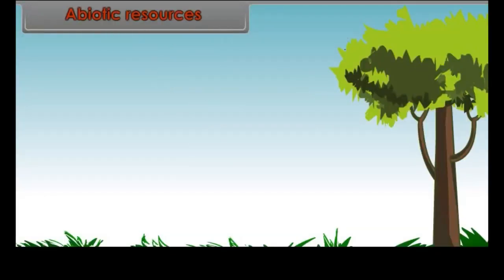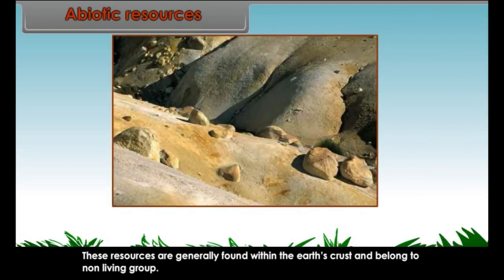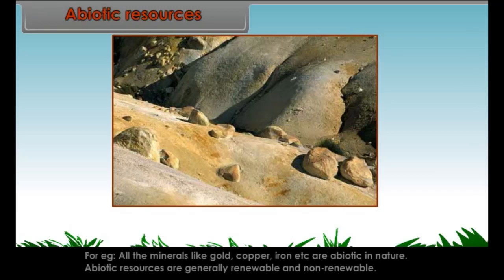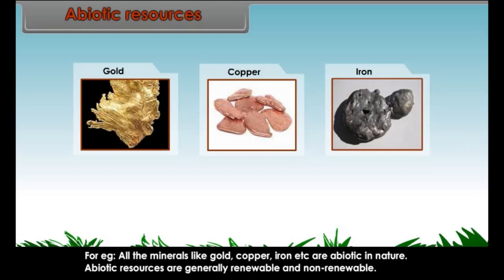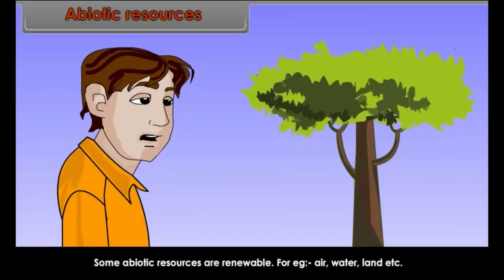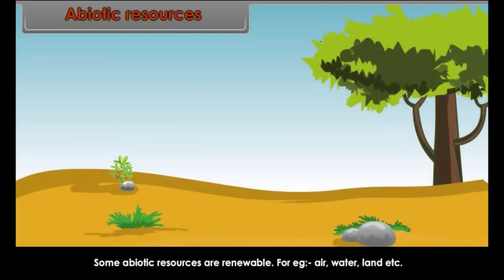Abiotic resources. These resources are generally found within the earth's crust and belong to the non-living group. For example, all the minerals like gold, copper, iron, etc. are abiotic in nature. Abiotic resources are generally renewable and non-renewable. Some abiotic resources are renewable. For example, air, water, land, etc.